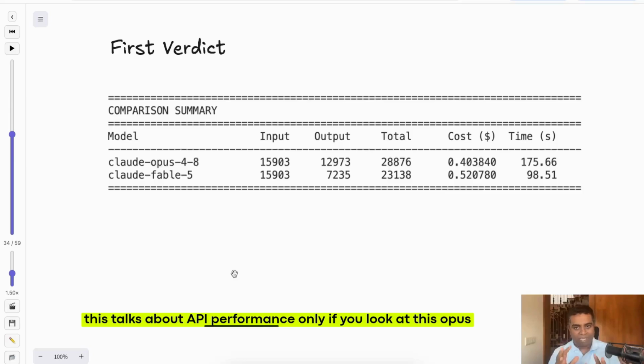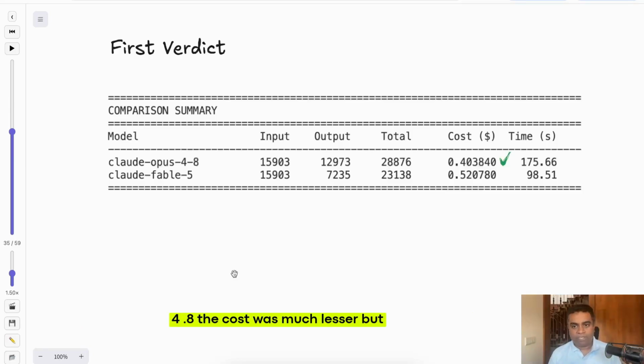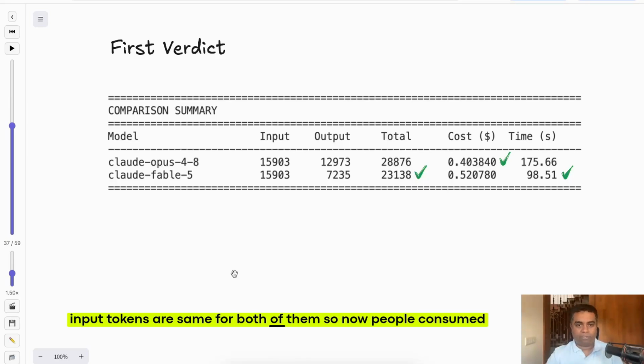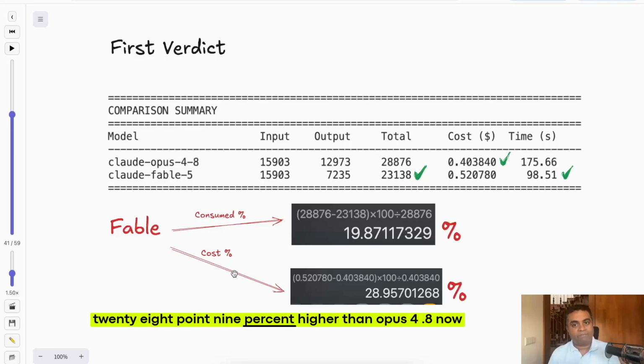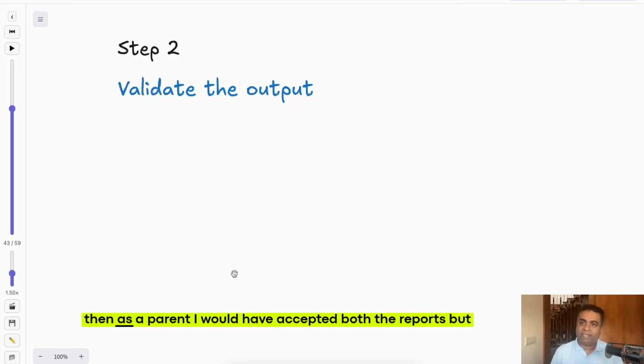This talks about API performance only. If you look at this, with Opus 4.8 the cost was much lesser, but Fable 5 took a lot lesser time. Fable 5 consumed lesser tokens than Opus 4.8. The input tokens are the same for both of them. So now Fable consumed 19.8% lesser tokens, and cost 28.9% higher than Opus 4.8. Now I need to validate the output, but as a parent, I would have accepted both the reports. But because this is a test of Fable versus Opus, I really wanted to test if the output is correct.